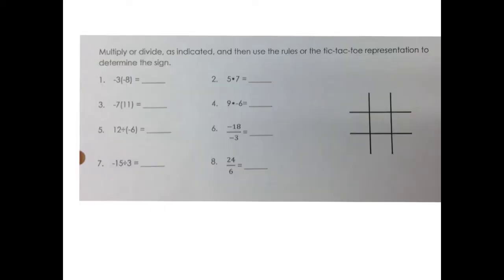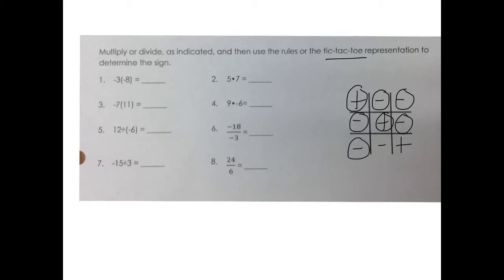A lot of you guys learned about this tic-tac-toe representation. You draw the tic-tac-toe and then you put a positive straight down diagonally that way. Then everything else is a negative. And I like this representation because it works no matter which direction you go. What it says is if I multiply a positive times a negative, I end up with a negative. If I multiply a negative times a positive, I end up with a negative. These both say different signs equal negative.